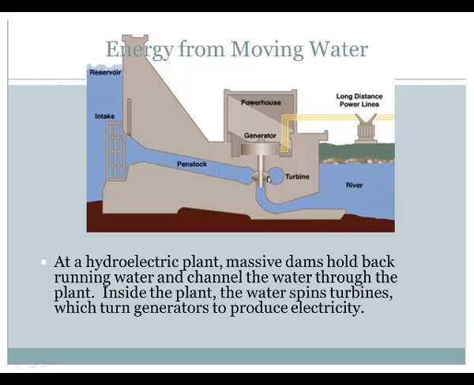But as the turbine spins, it produces electricity in the generator, and then the generator pumps electrical energy out to any power lines that supply homes with the electricity that they need.